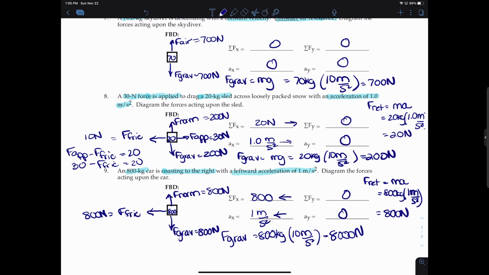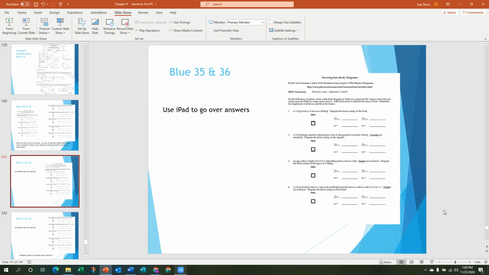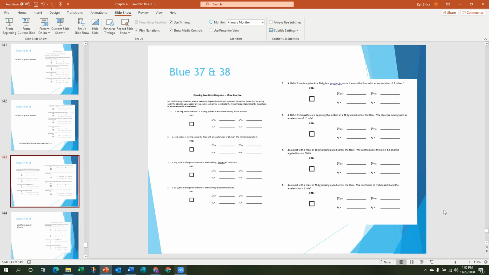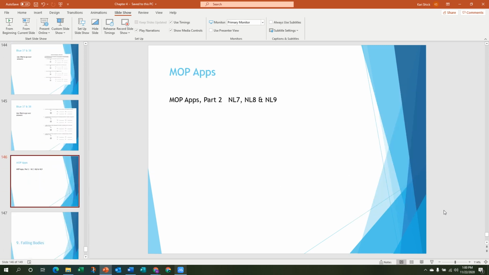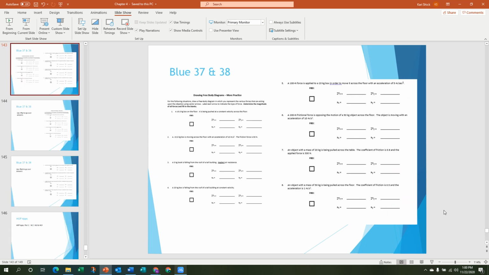All right, so ladies, most of the time students really do need a little bit more practice with this before they continue on to the MOP apps. So I'm going to recommend that you do 37 and 38 before you attempt the MOP apps. If you really feel like you don't need to do any more and you want to go ahead and continue on to the MOP apps, go ahead and work on NL7, NL8, and NL9. And if you feel like you're ready and you just want to do the next set of pages here with 37 and 38, I will go over the answers to those in the next video.